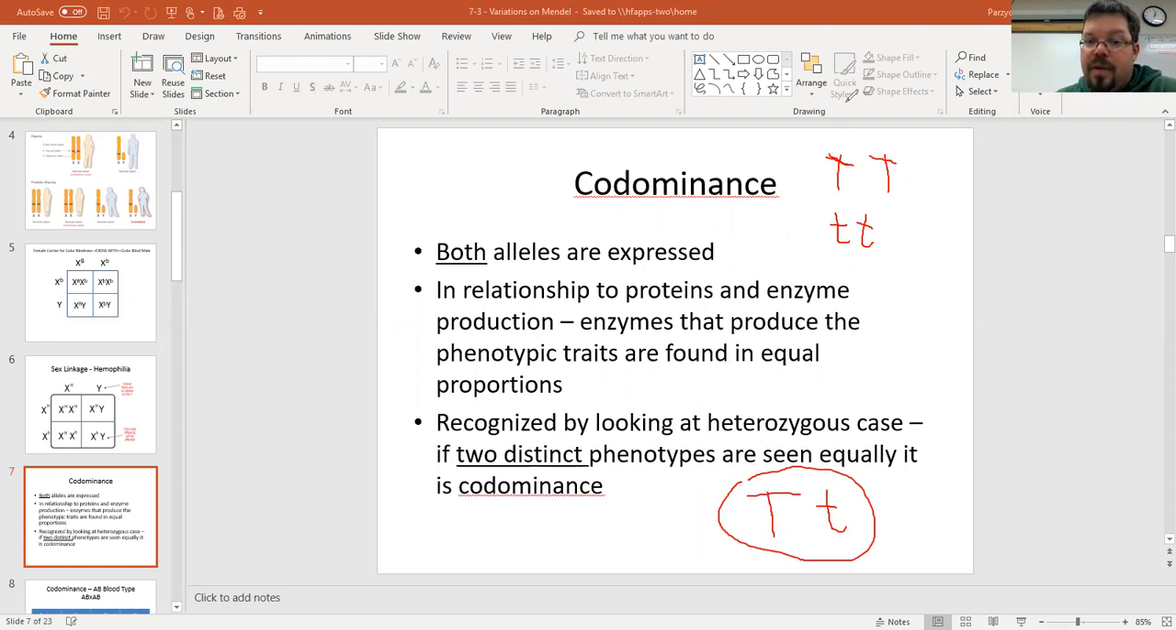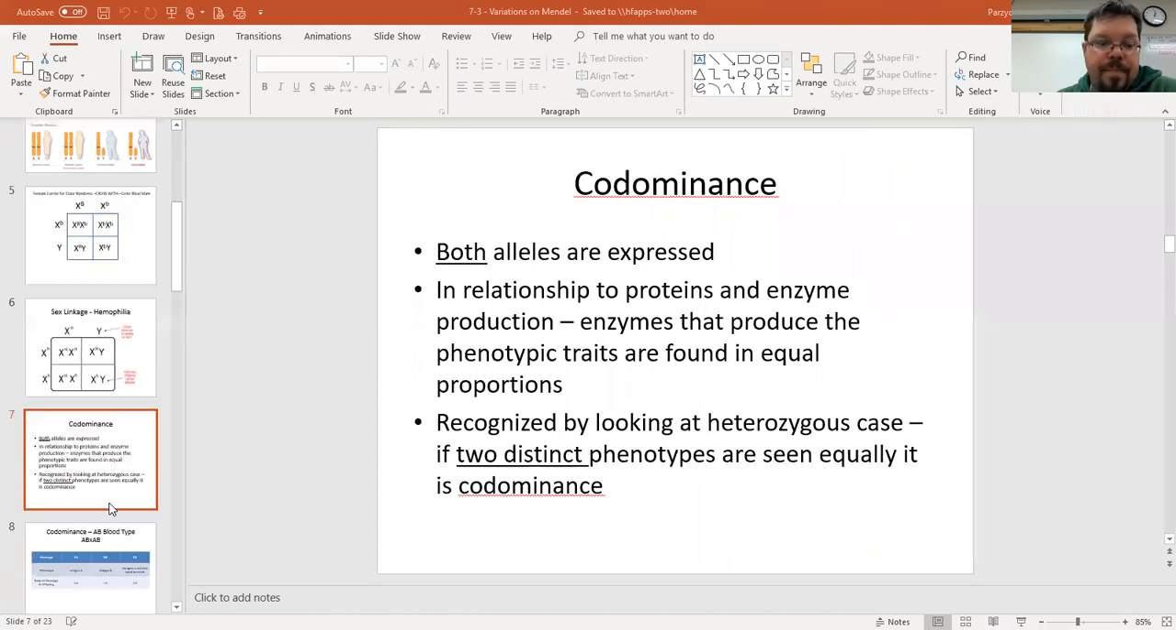So let's go to an example. Let me clear all drawings here. Shut this down. Oops. And then we'll go to the next screen.